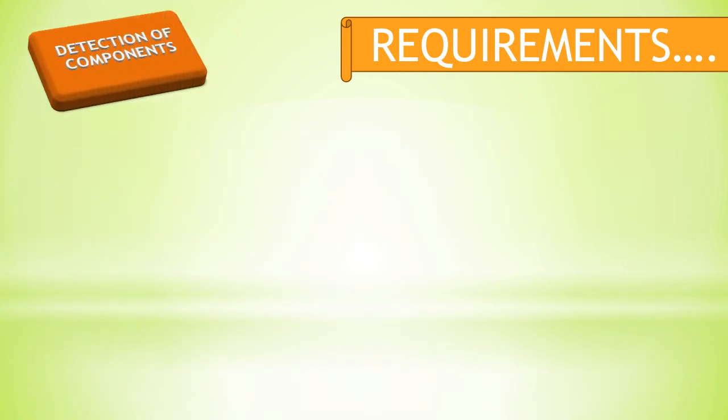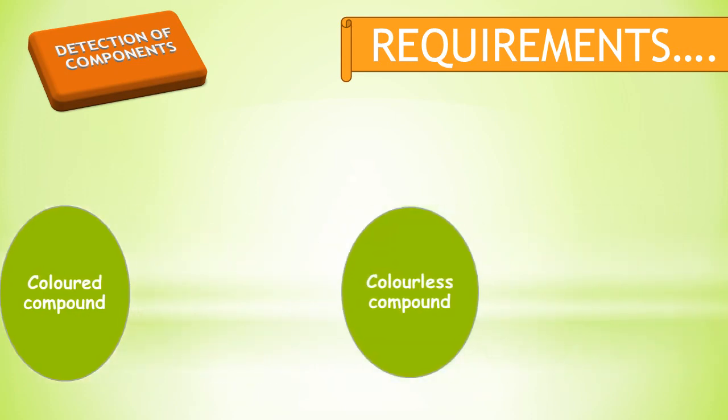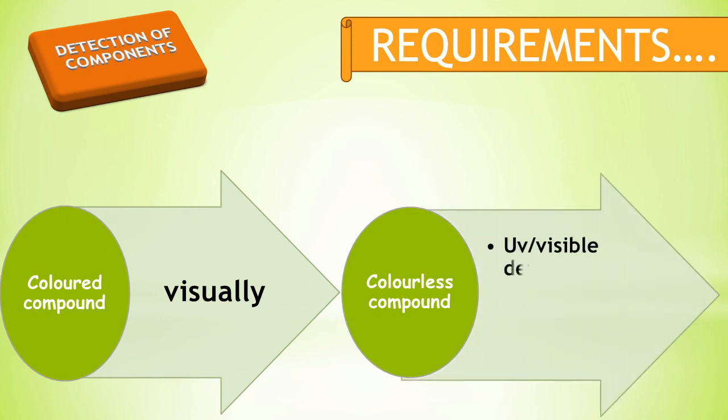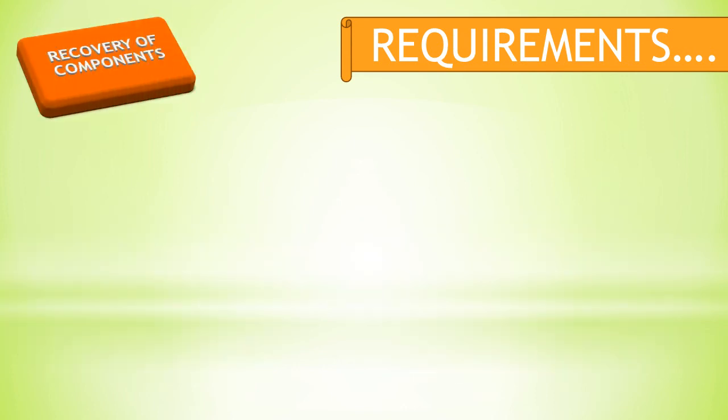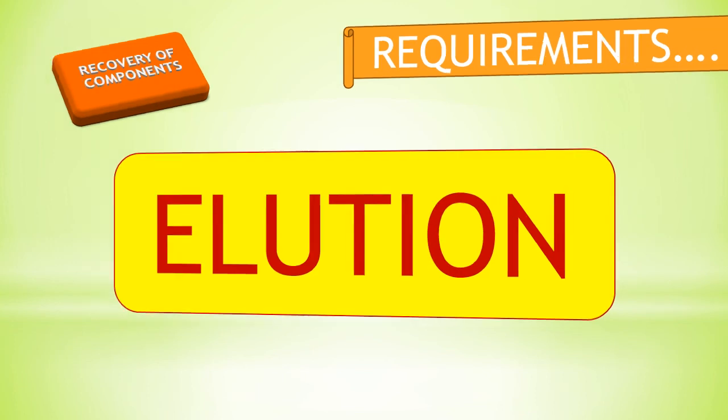Detection of components. Components can be either colored or colorless. If the compound is colored, it can be detected visually. If it is colorless, it can be detected by a UV visible detector, fluorescence detector, etc. Recovery of components is by the elution technique. We have already discussed it earlier.